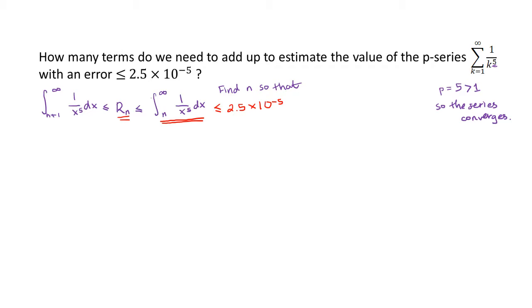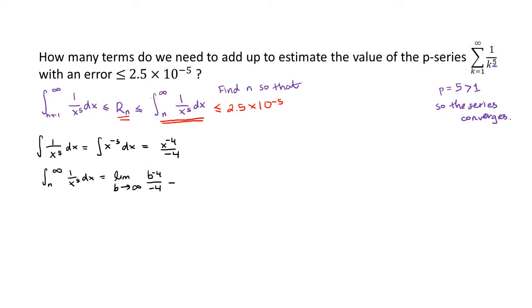Okay? And in our case, this upper bound is a lot easier to calculate. So let's integrate. The integral of 1 over x to the fifth is the integral of x to the negative 5 dx, which is x to the negative 4 over negative 4. Right? So the integral from n to infinity of 1 over x to the fifth dx is equal to the limit as b goes to infinity of b to the negative 4 over negative 4 minus n to the negative 4 over negative 4. Okay. So this is equal to 1 over 4n to the fourth.